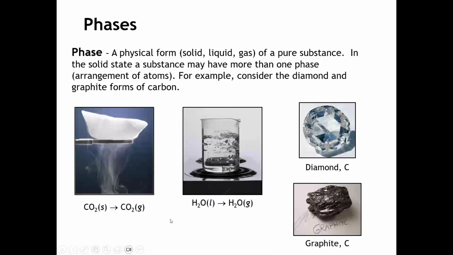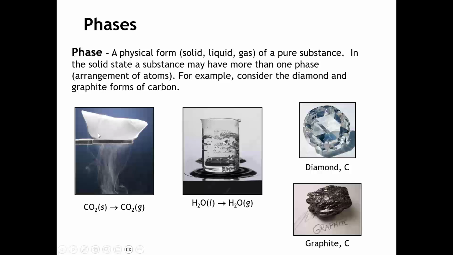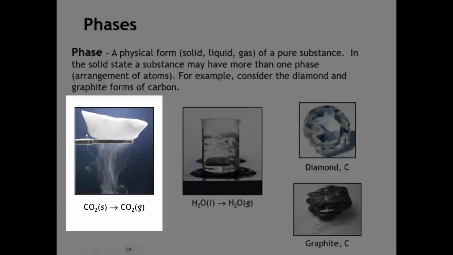Here on this slide we see some familiar transitions. For example, the picture shows the water being boiled. So that would be a transition from a liquid state to a gaseous state. And here we see this chunk of carbon dioxide. Sometimes you might call it dry ice. Carbon dioxide has a property where it goes directly from the solid state into the gaseous state.